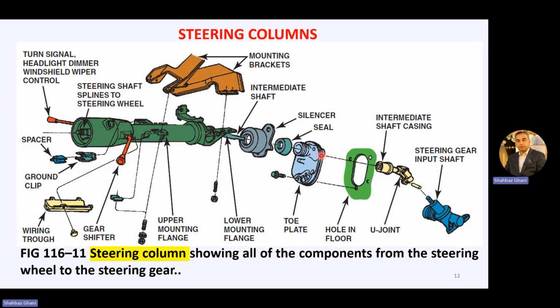Then we have this intermediate shaft along with its silencer and seals and toe plates and holes, and the intermediate shaft with U joints here and U joint here. Then we have the steering gear input shaft here, which is attached with this U joint. So this is the steering column showing all the components from the steering wheel to the steering gear. So this is how your steering column looks like.